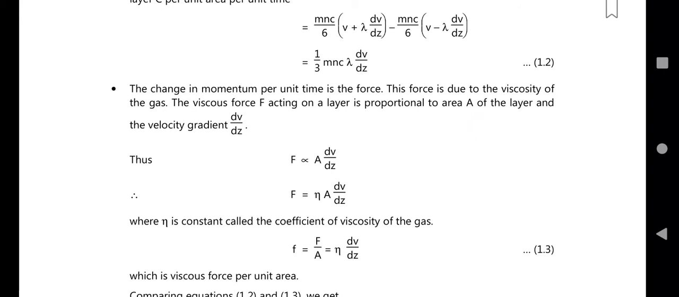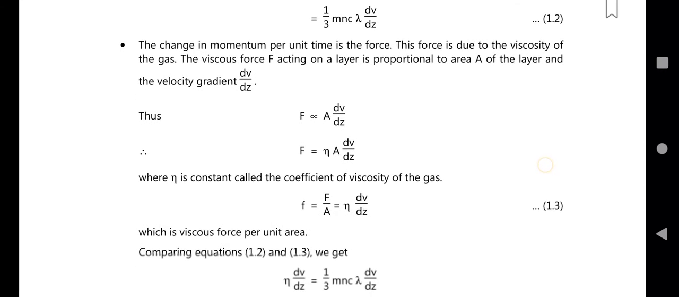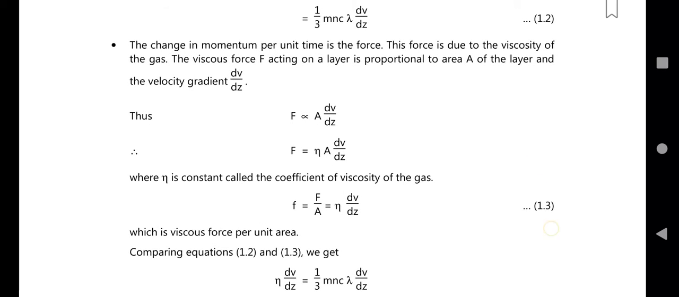Therefore the change in momentum per unit time is the force. We know that dp upon dt, the change in momentum with time, is called a force. This force is due to the viscosity of the gas. The viscous force acting on the layer is proportional to the area A of the layer and the velocity gradient dv upon dz. Therefore F equals eta into A dv upon dz, where eta is the constant called the coefficient of viscosity of the gas.